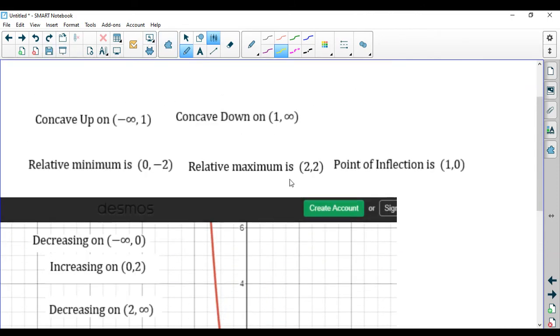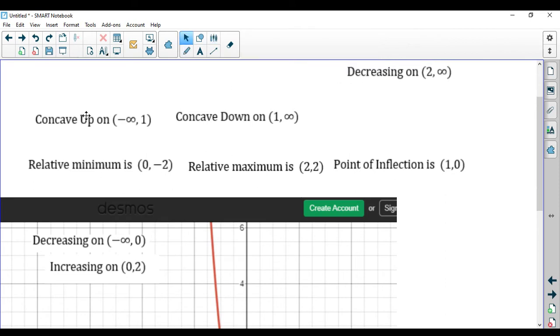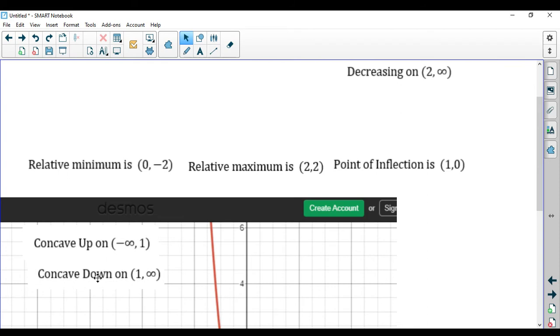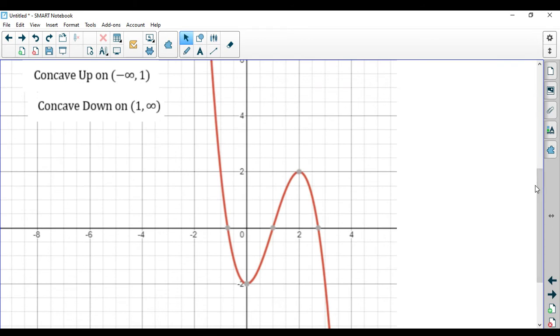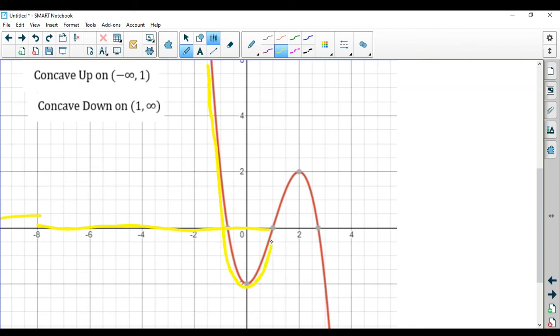Now we're going to check the concavity. We determined using calculus that it was concave up from negative infinity to 1. So from negative infinity to 1, it's concave up. So if you look at the graph on that range, it is concave up until you get here.